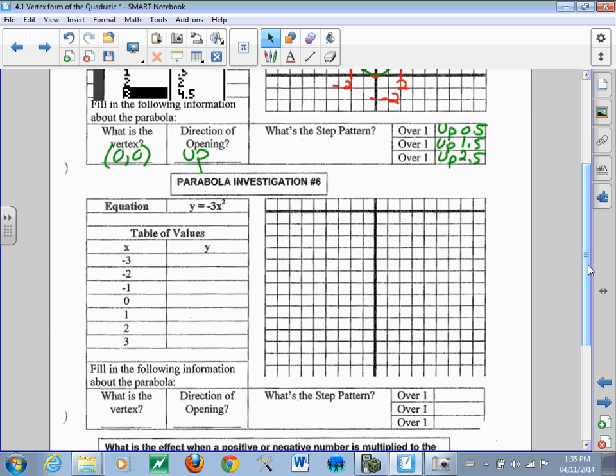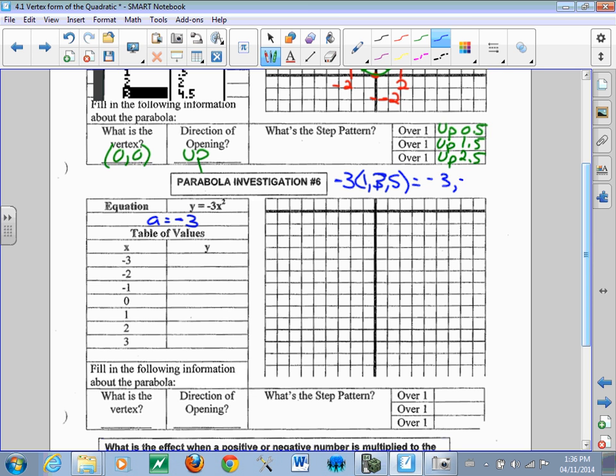Last investigation. This is going to be the fun one. I love this one. Look at A, for example. In the equation, A equals -3. So the -3 part we can apply to the step pattern. So -3 times 1, 3, and 5. That's going to be -3, -9, and -15. What do you suppose the negative means? When I go over 1, instead of going up 1, what do you think is going to happen? I'm actually going down 3.